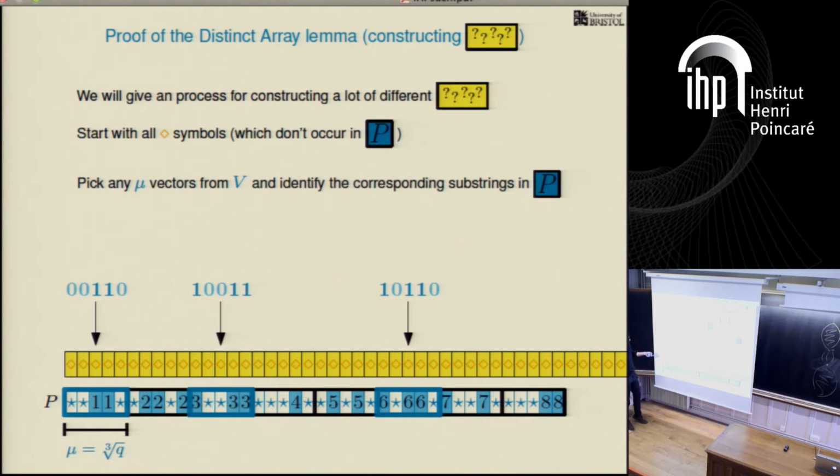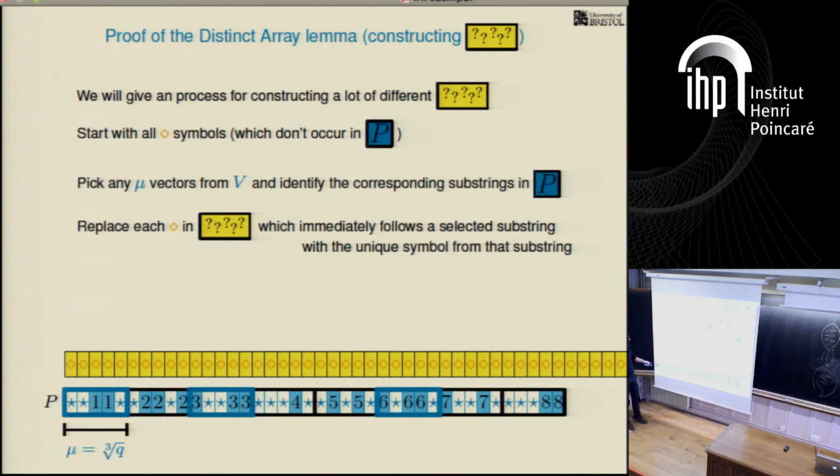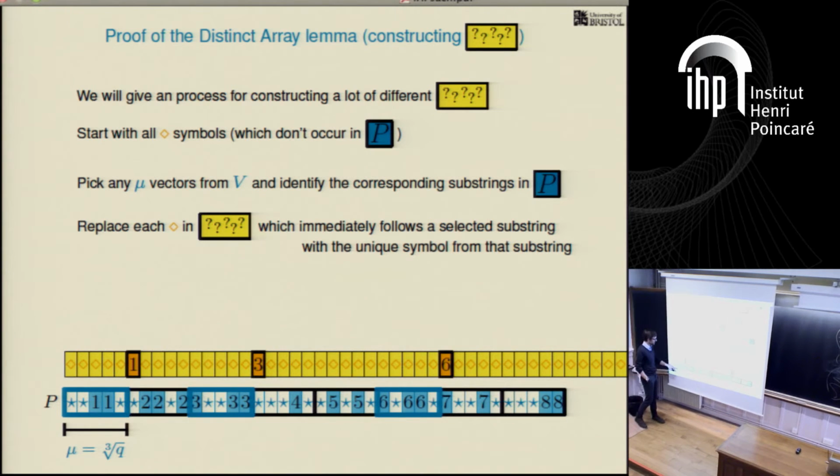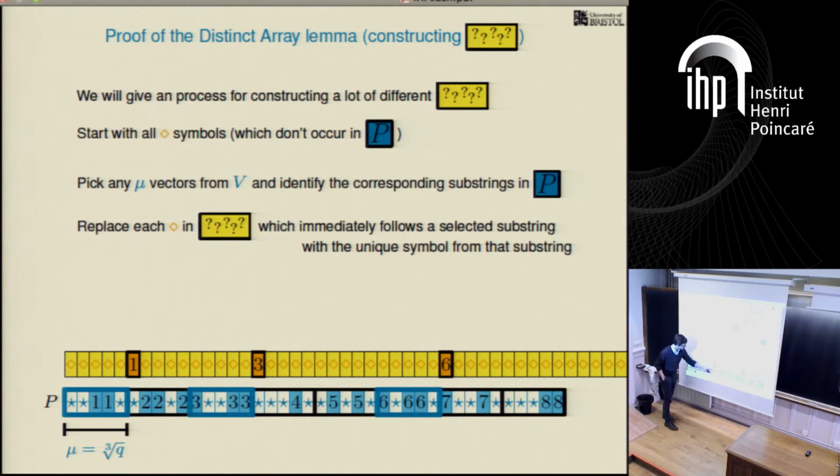And to mark that I've picked them, I'm going to replace the character directly after with the appropriate symbol. So I've picked this, so I put a 1 here. I've picked this, so I put a 3 here. I've picked this, so I put a 6 here. I do that for every single thing that I've picked and only for the things that I've picked.